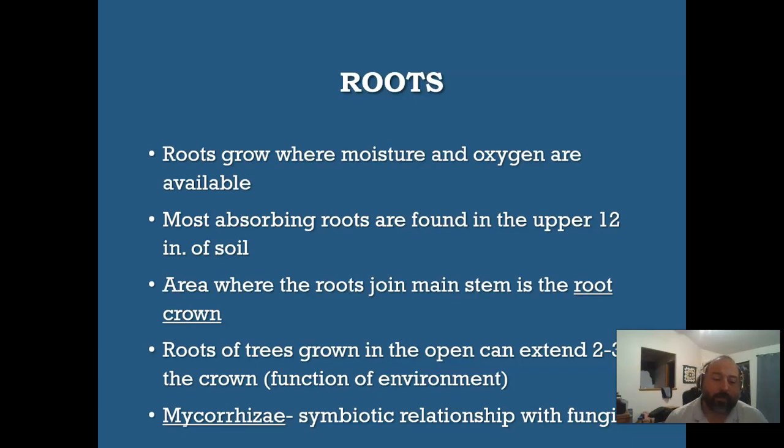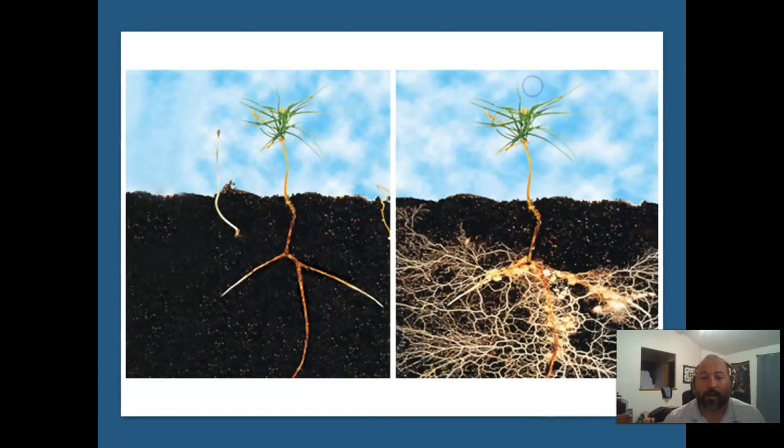And then you also have the symbiotic relationship with fungi in the soil, and that symbiotic relationship is called mycorrhizae. If we look at this picture, on the left is a root system without that symbiotic relationship of mycorrhizae. And on the right, that's mycorrhizae. That's what it looks like.